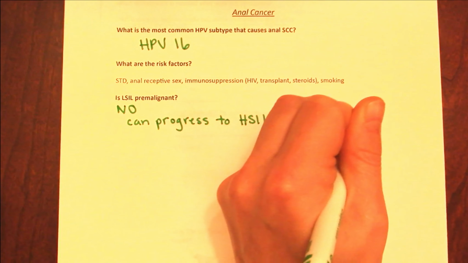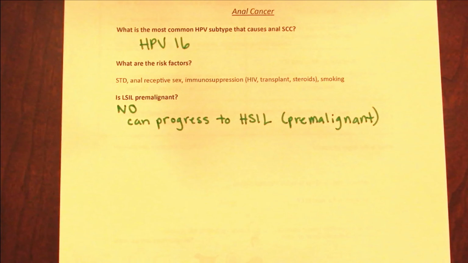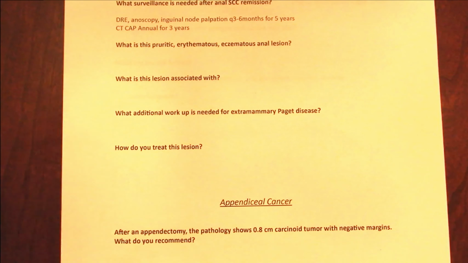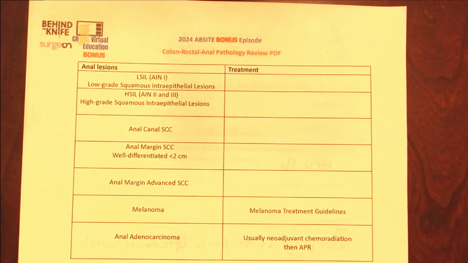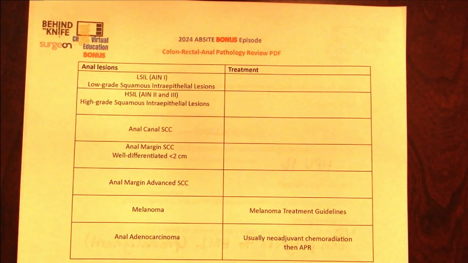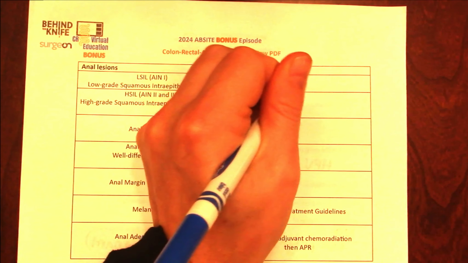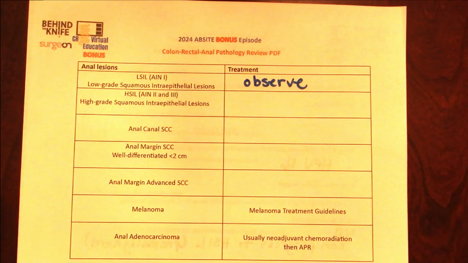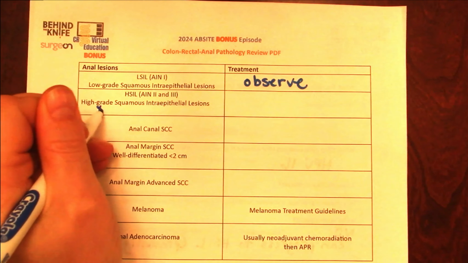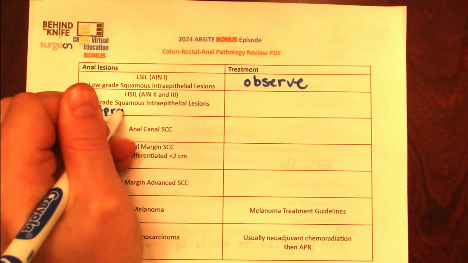Okay, so next we're going to go through all the different anal lesions you can have and their respective treatments. Connie, patient is diagnosed with an LSIL. What do you do for that patient? An LSIL is otherwise also known as AIN1. And for this patient, you observe their lesions. Okay, what about a HSIL? What do you do for that patient? Yeah, so HSIL, as mentioned in the previous question, is now premalignant. And this is also considered AIN 2 and 3. So you would have to undergo ablation.